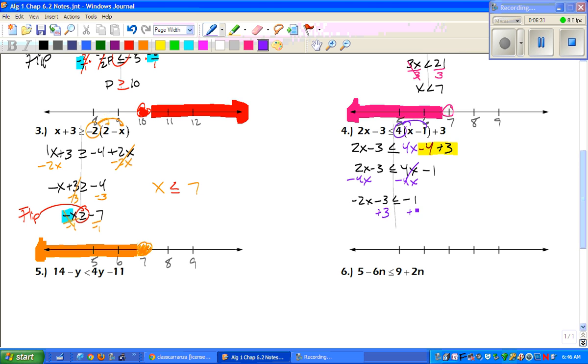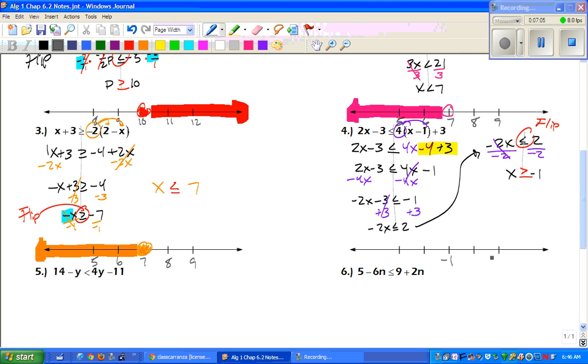Now we have to follow the rules of SADMAP. And we get -2x less than or equal to 2. Let's rewrite that up here. x is still not by itself, so we have to divide both sides by -2. And we just divided by a negative, so we have to flip the sign.